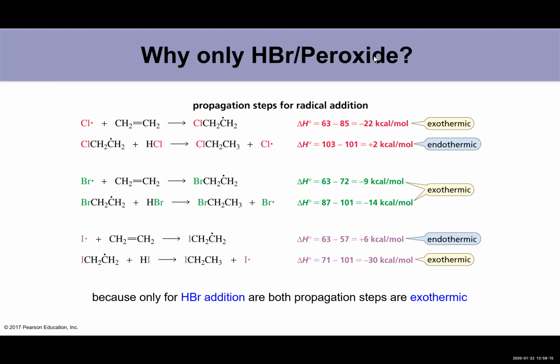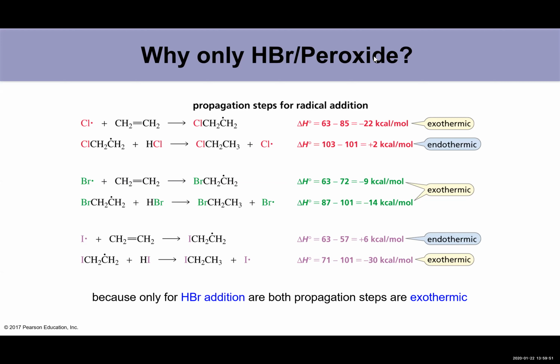When you look at the steps in the mechanism for the chlorination, the first step is exothermic, but the second step ends up being endothermic. So that stops the reaction. If you try to do the radical reaction with chlorine, and you try to do the anti-Markovnikov addition with the peroxide, what ends up happening is the first step is exothermic. That is the formation of this. Second step, endothermic.